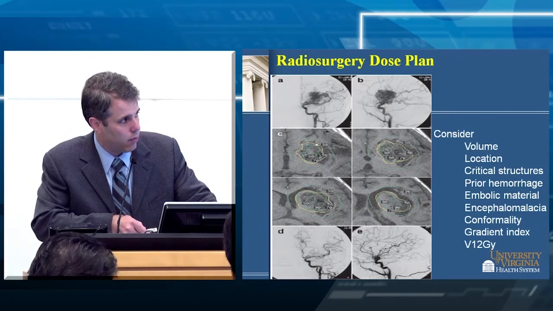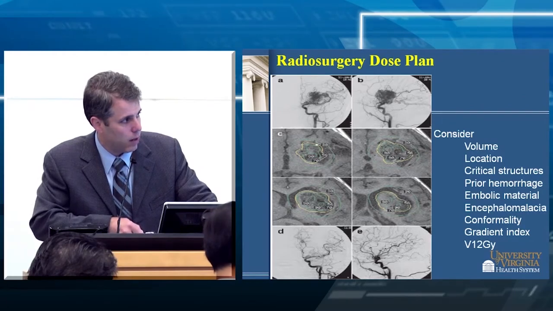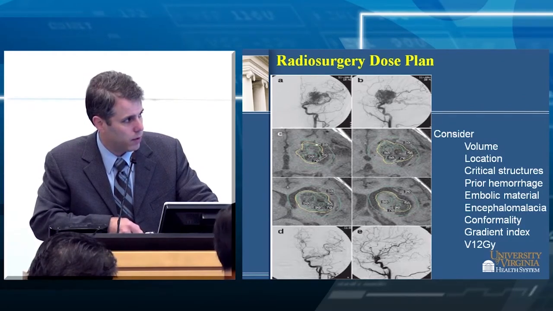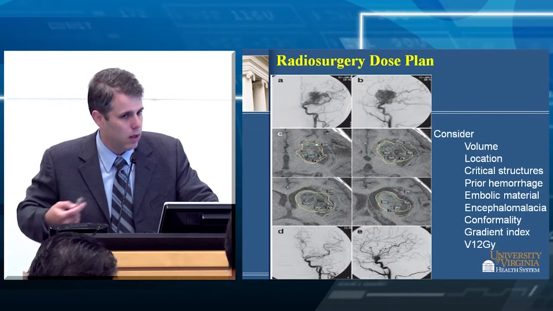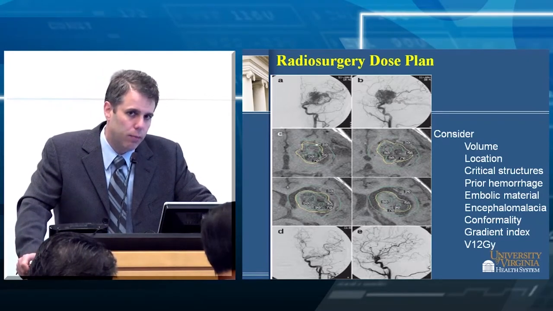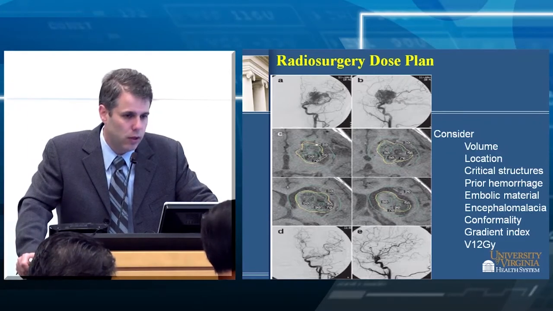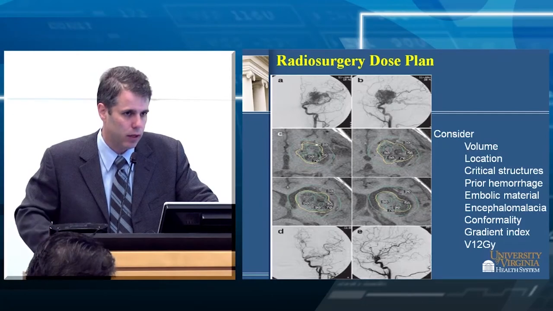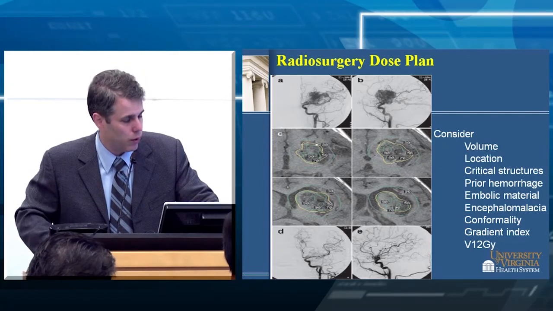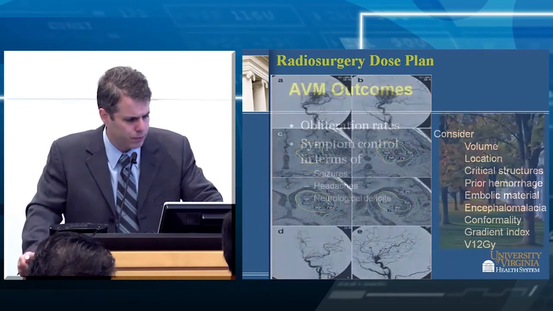And certainly then the conformality, the gradient index, and then I don't think we've heard about this in the two previous talks, but this V12 is something that we look at pretty extensively with our AVMs and do look at for some other cases as well, and that's been shown to be relevant in terms of predicting complications associated with radiosurgery for AVMs.